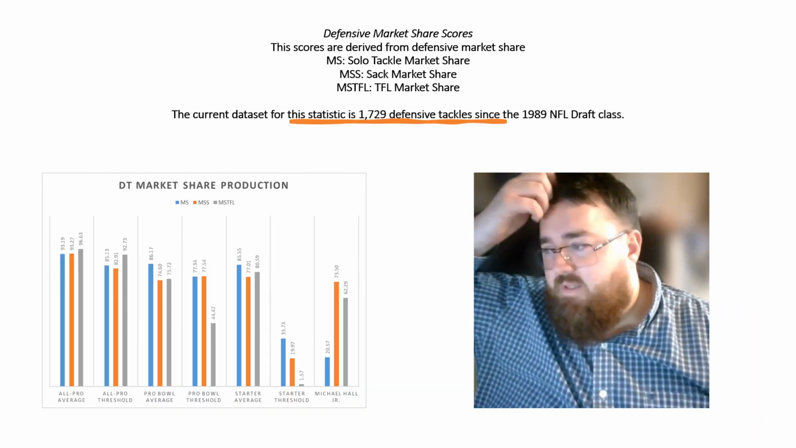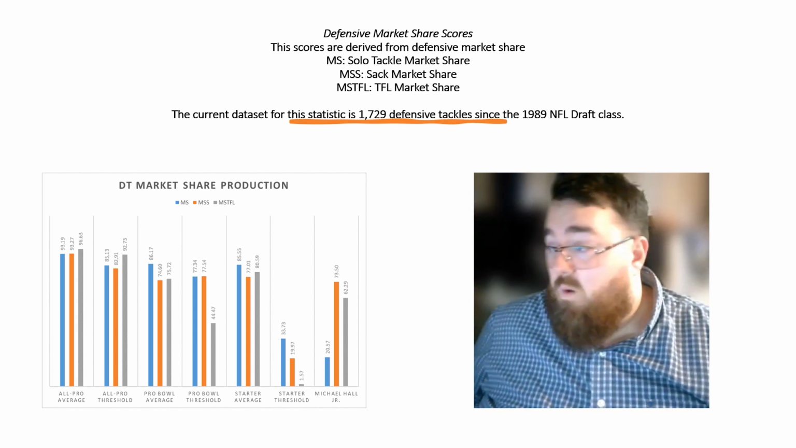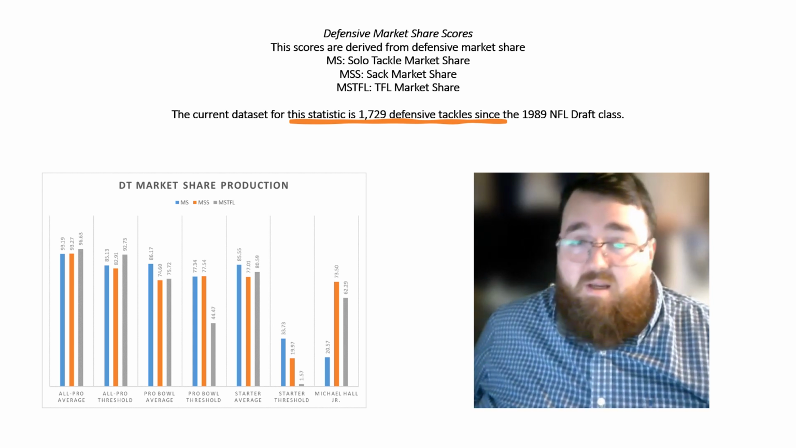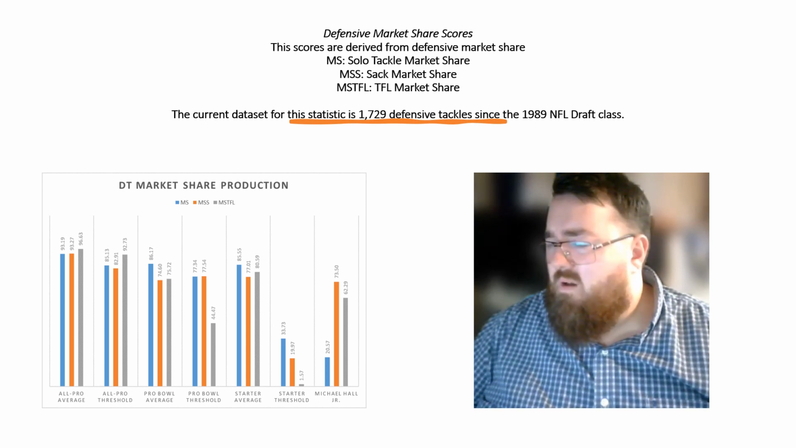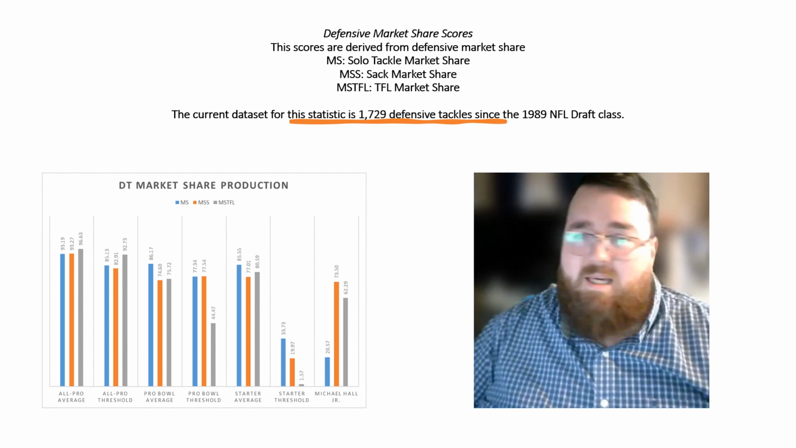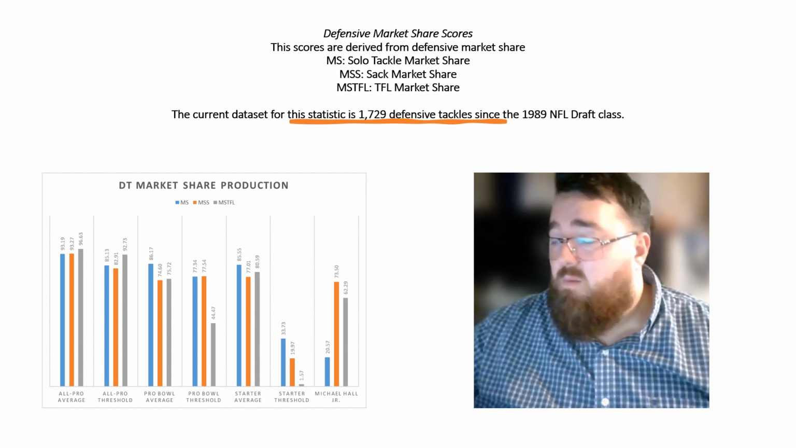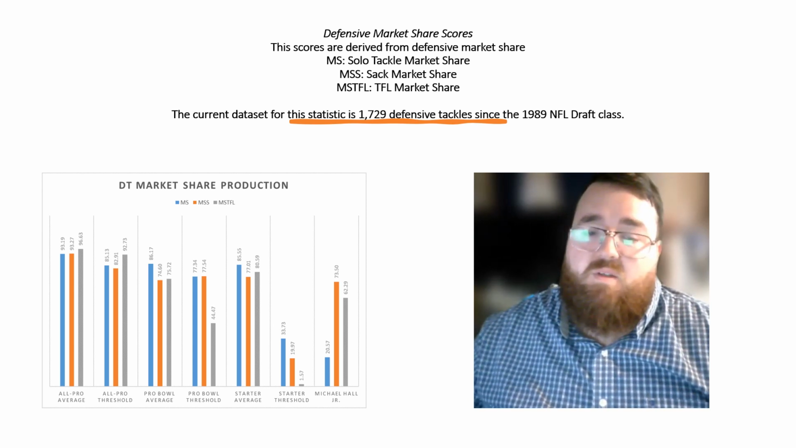When you look at defensive market share for Michael Hall Jr., he had a very low solo tackle production score, but he did have above average sacks and above average tackles for loss. Those are good numbers to hit in terms of that area, but overall, he definitely didn't put up the type of market share data that you really want to see from a starting player. Because when you look at the starting defensive tackles, the Pro Bowl and the All Pro defensive tackles, he didn't quite put up those numbers in terms of solo tackles.